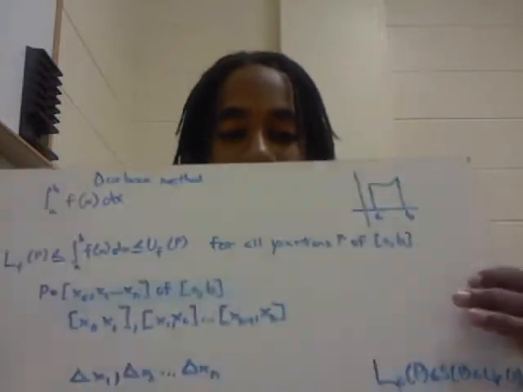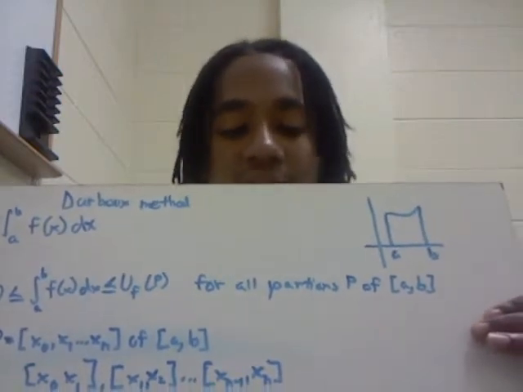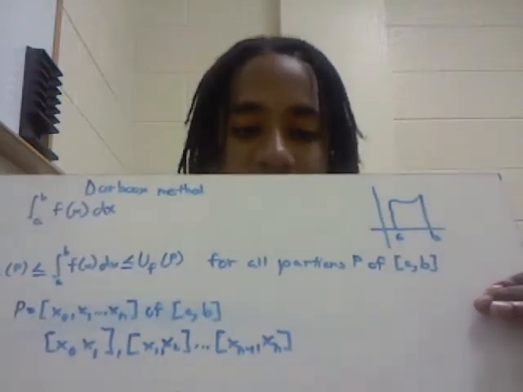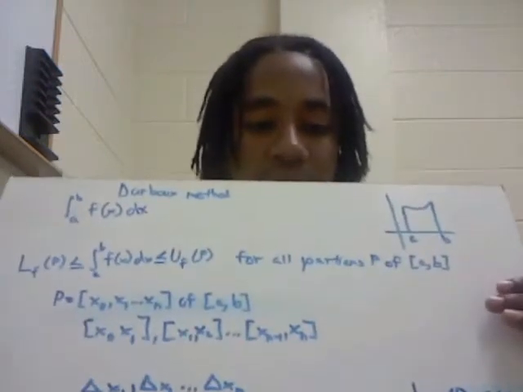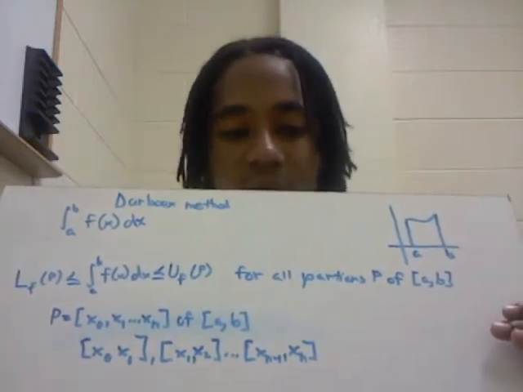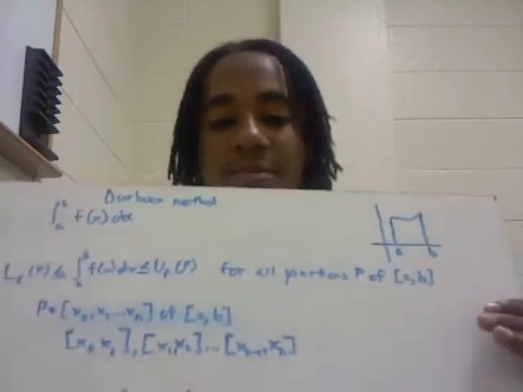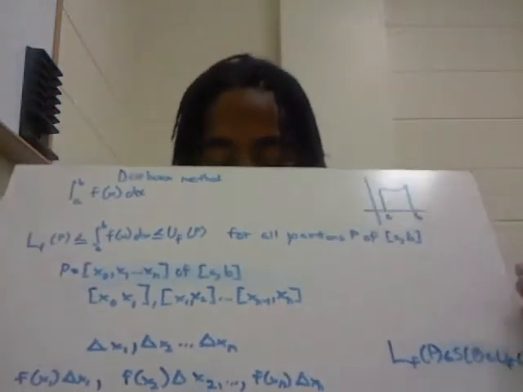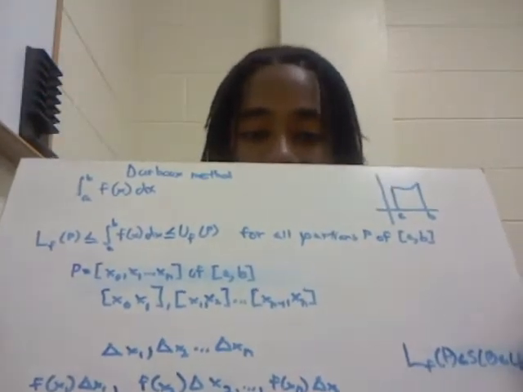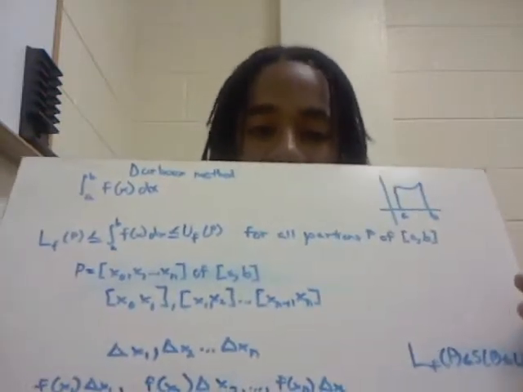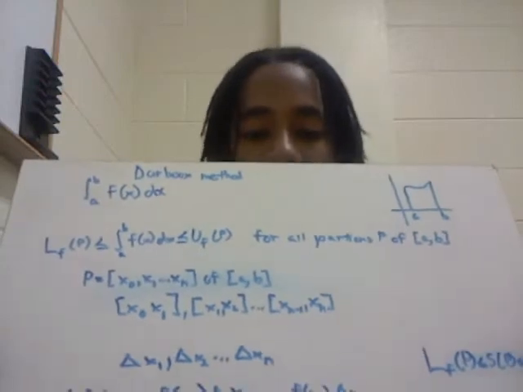Basically, take a partition p from x1, x2, so on, until you get to xn of the closed interval of a to b. Then you can break them up into subintervals: x0 to x1, then x1 to x2, and so on, to x(n-1) to xn. Then these will be of different lengths, which is delta x1, the length from x0 to x1, delta x2, the length from x1 to x2, and this will continue all the way up to delta xn.